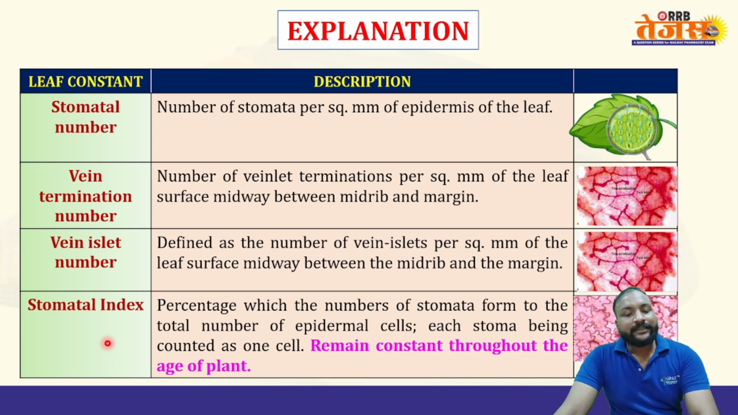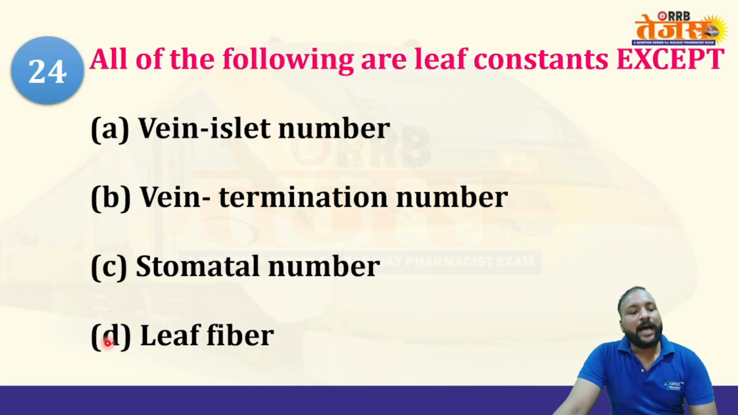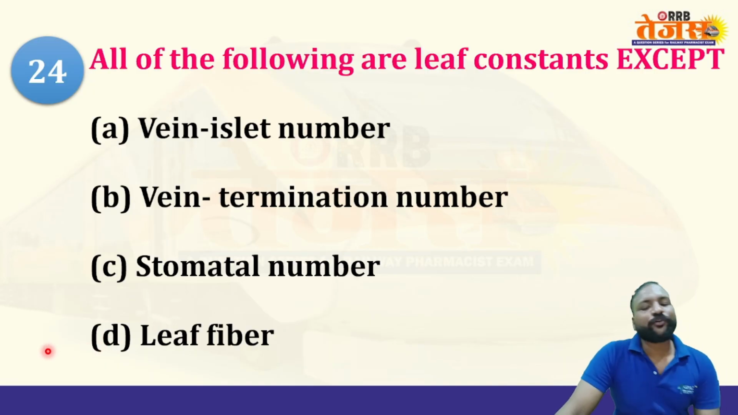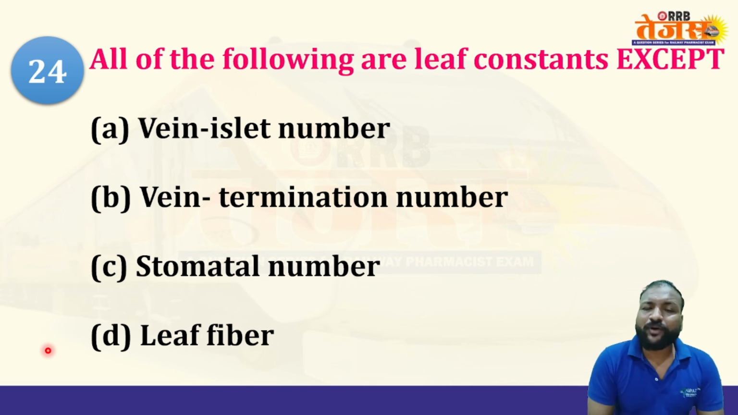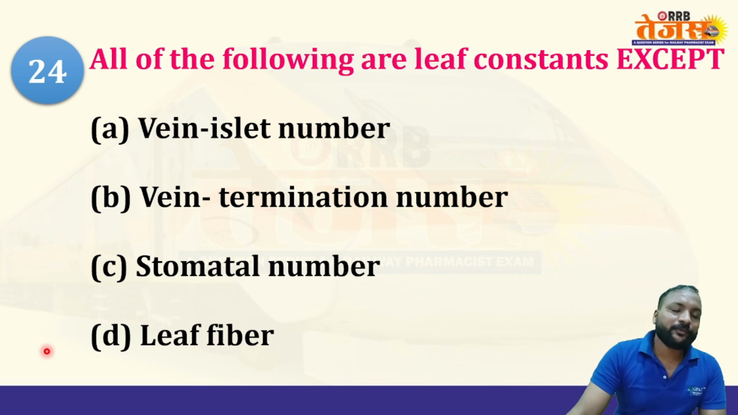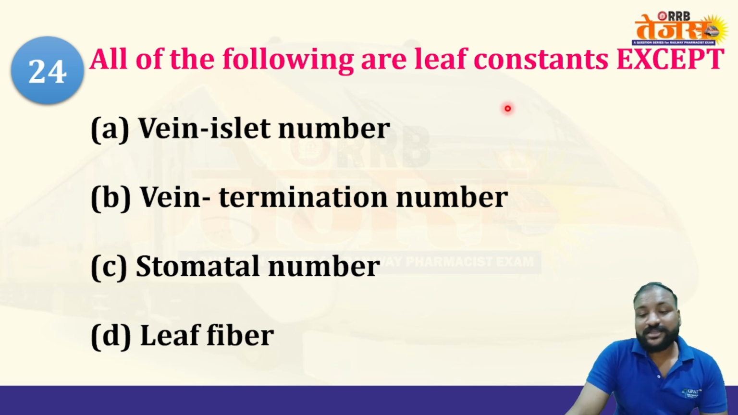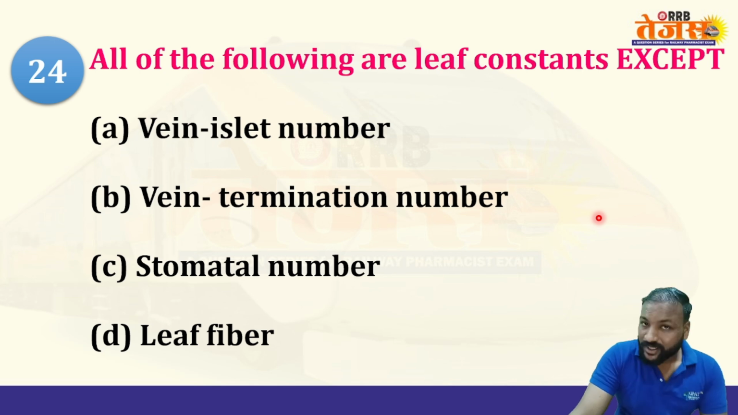Yes. 24th question in this series: all of the following are leaf constants except vein islet number, vein termination number, stomatal number, and leaf fiber. What will be the answer? They are asking which of the following is not a leaf constant.